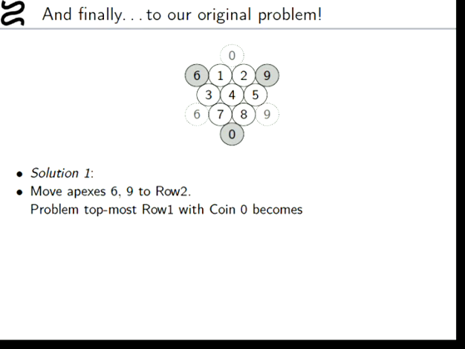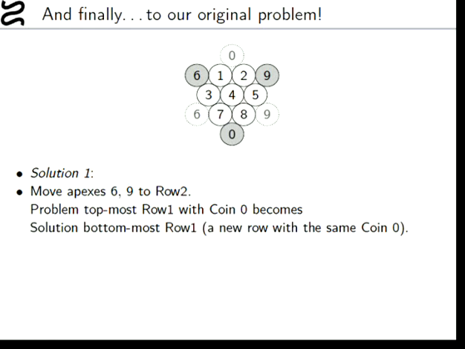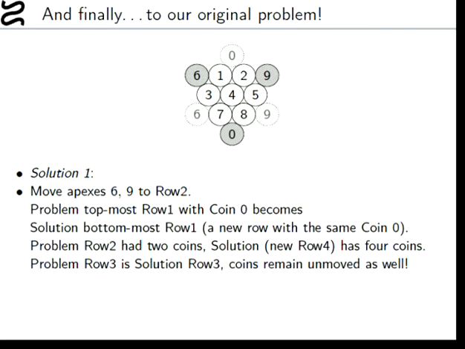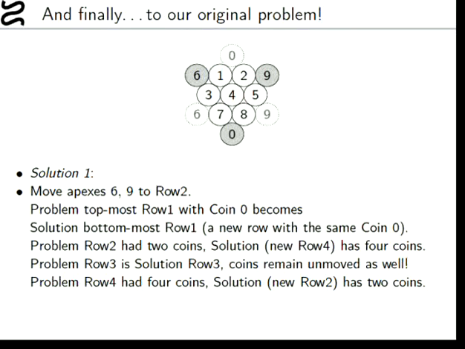Problem topmost row 1 with coin 0 becomes solution bottommost row 1. This is a new row with the same coin 0. Problem row 2 with coins 1 and 2 now becomes solution row 4 with coins 6, 1, 2, and 9. Row 3 remains untouched between the problem and solution figures. Row 3 coins 3, 4, and 5 never move. Problem row 4 with coins 6, 7, 8, and 9 becomes solution row 2 with coins 7 and 8.